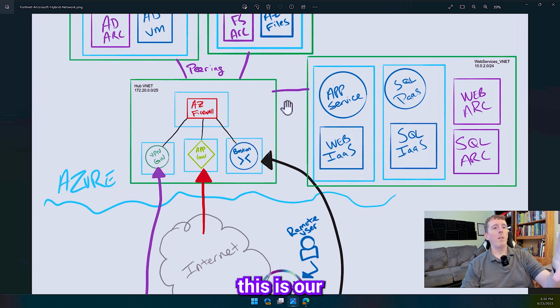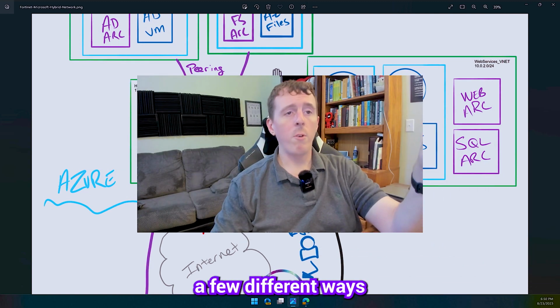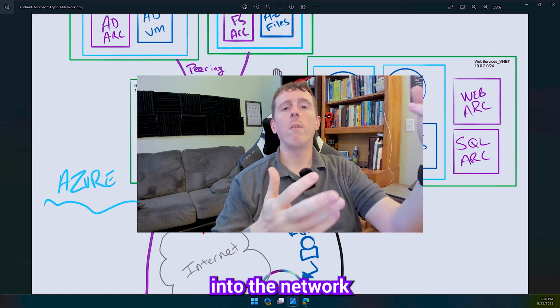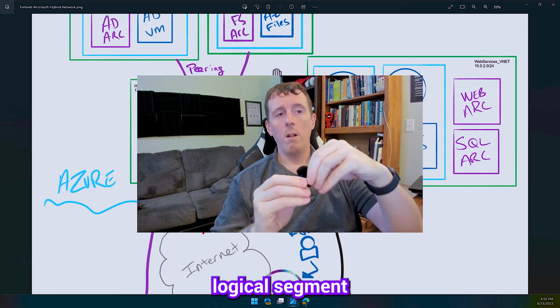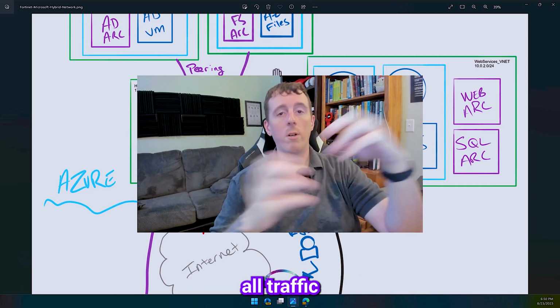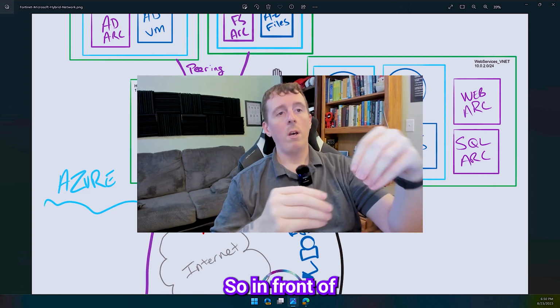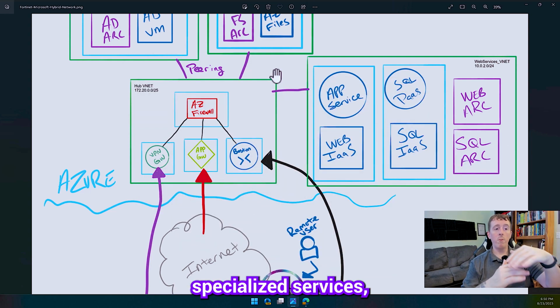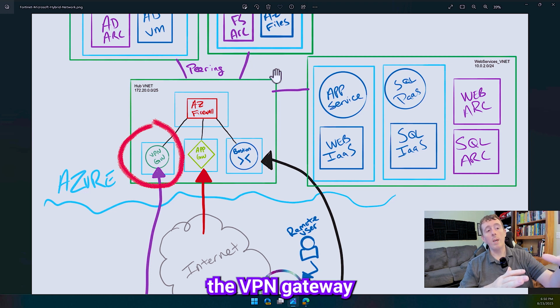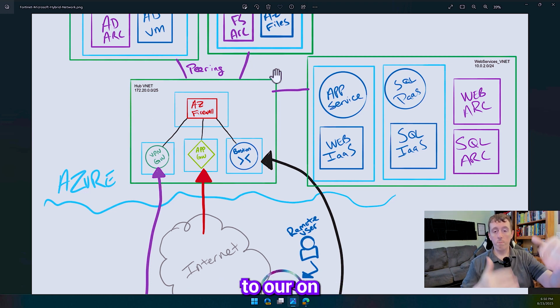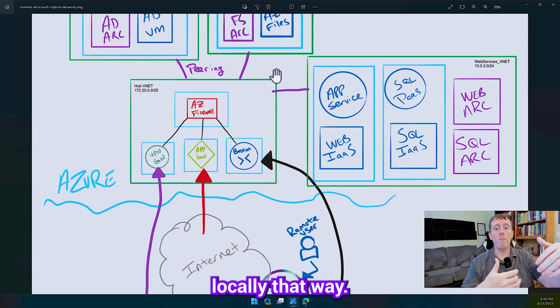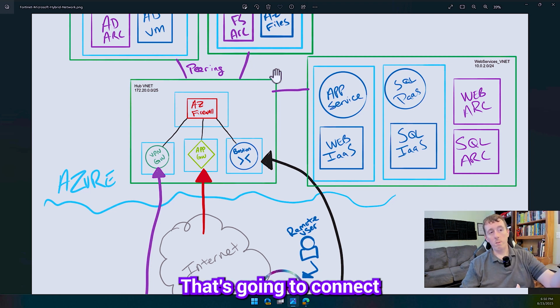And the key thing about this is our hub network. So we have a few different ways that people can get into the network other than our firewall, but our firewall is going to be the main logical segment that's going to control all traffic east, west, north, south. So in front of the firewall, we have a few specialized services. So we've got the VPN gateway, and that is specifically so that we can create a tunnel back to our on-premise firewall, and we can just route traffic locally that way. That's going to connect over to our Azure firewall as well.